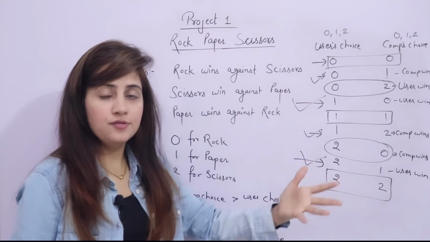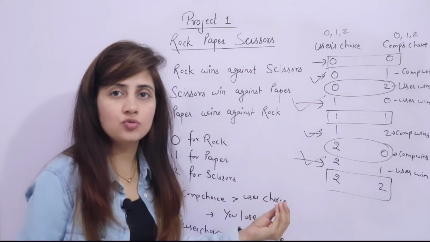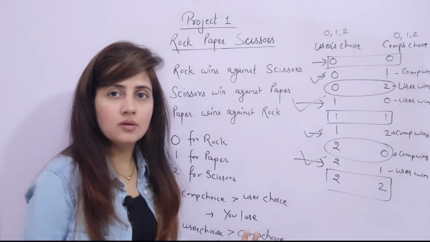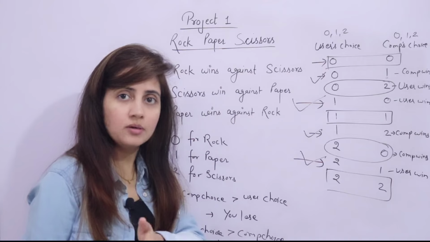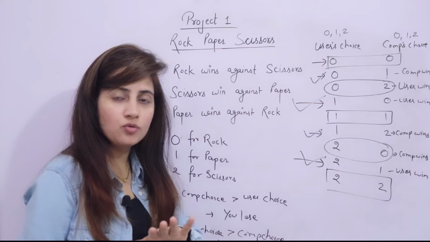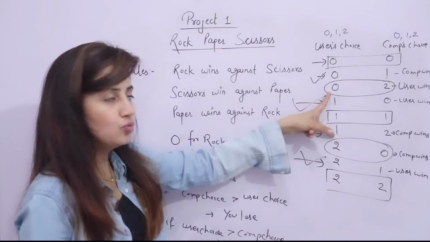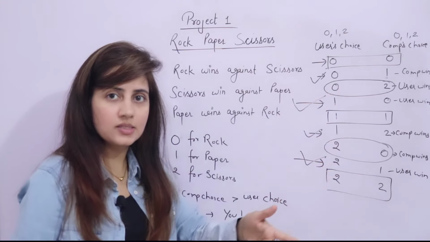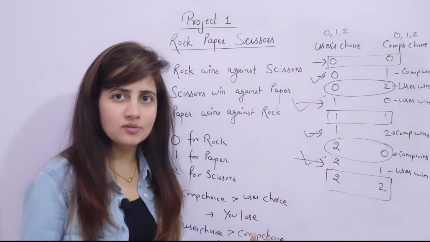Plus, if accidentally by mistake the user has entered less than 0, like -1, or greater than 2, like 3, 4, 5, in that case what will happen? You will say you have entered a wrong number, you lose, right? So in total how many conditions do you have to put? 6. 1 for draw, 2 for these, that makes 5, and 1 for invalid number, so I think 6. These 6 if and elif statements you have to put, right?